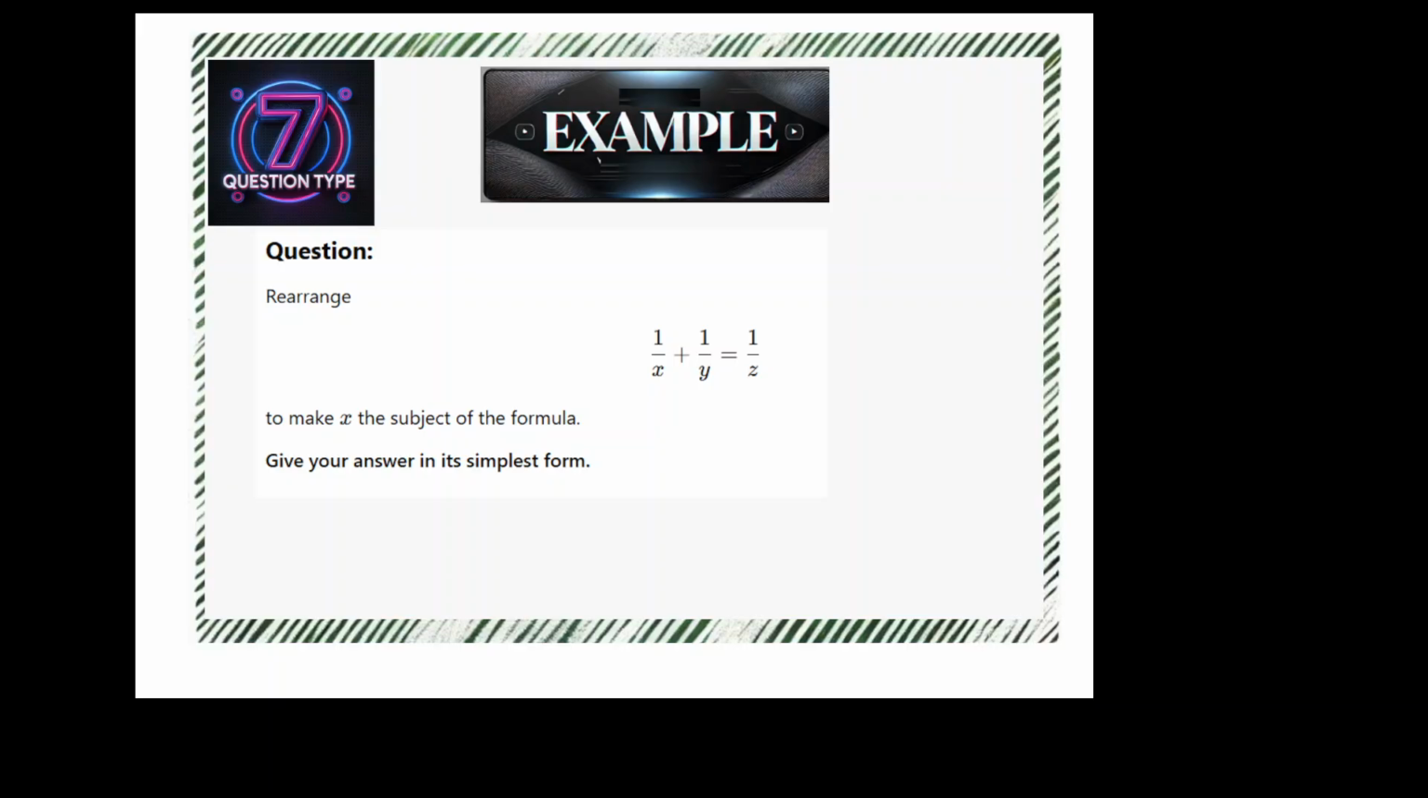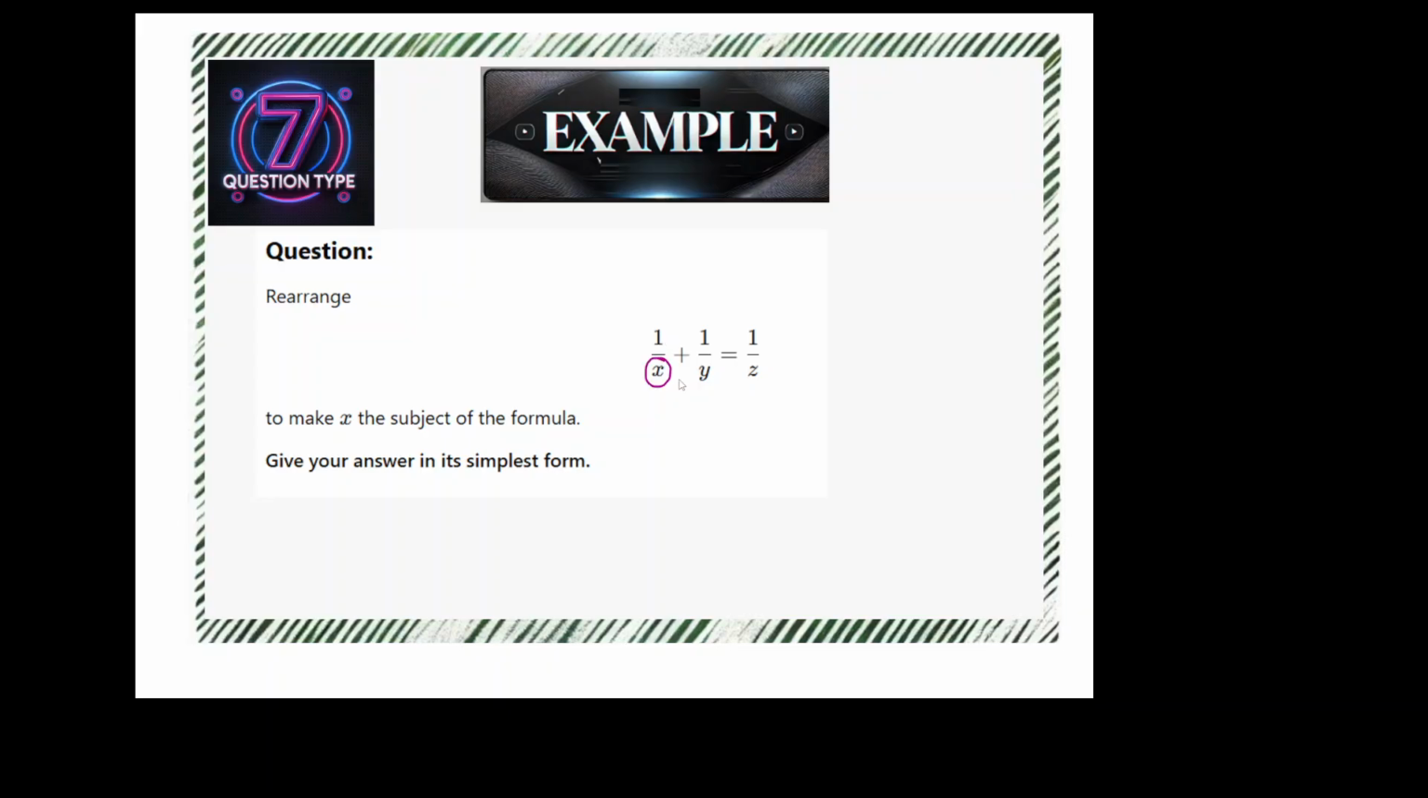Let's get started. Now, we've already done one style of questions earlier, and this is the second style. These type of questions have a fraction like 1 over x and 1 over y is equal to 1 over z, and the question is to make x the subject. Now there are two different ways of doing these type of questions, so let's do it in one way. So the question is to make x the subject.